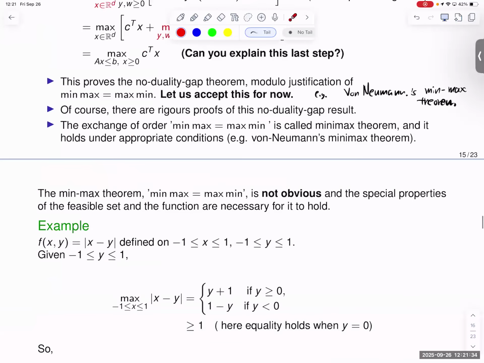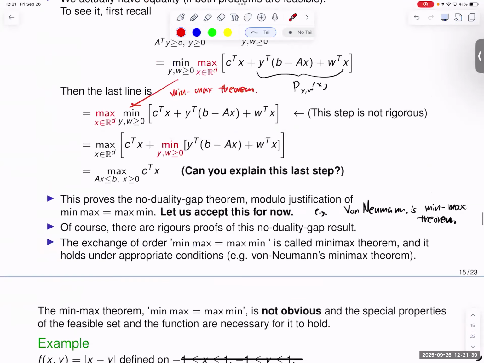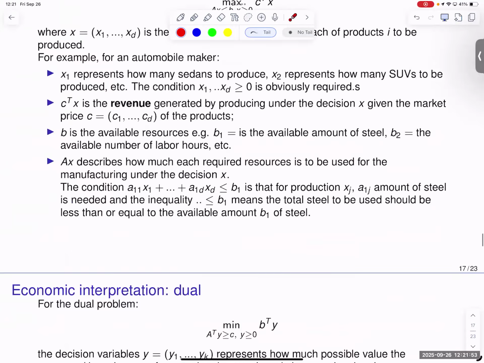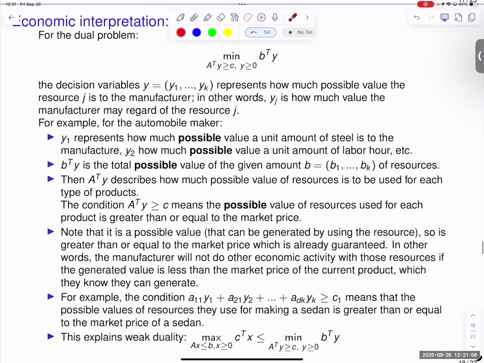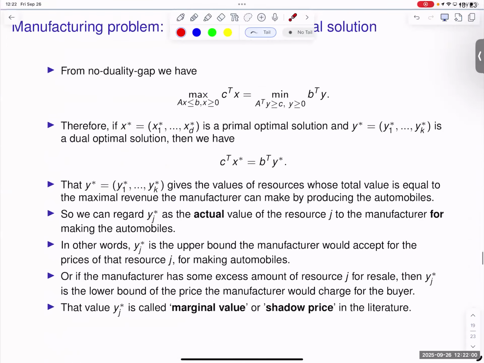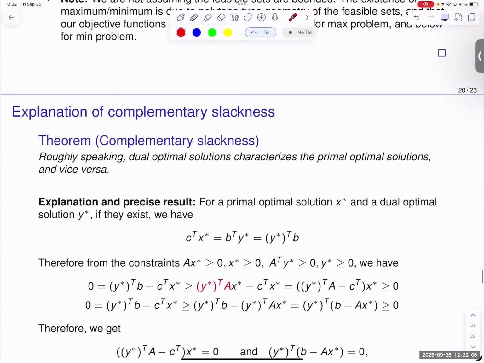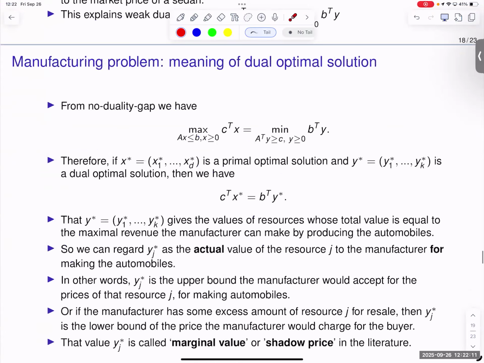Okay. I'm too slow. Okay, so see you on Monday. On Monday, I think I will explain, I think I can skip the meaning of this dual problem. You can just read it, and then I will explain probably the attainment and complementary slackness. Okay, I start.